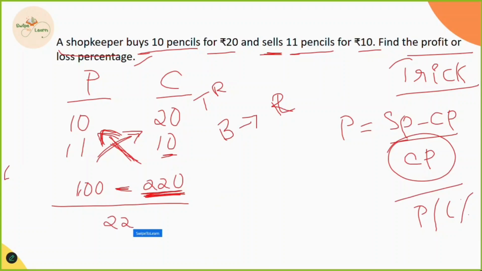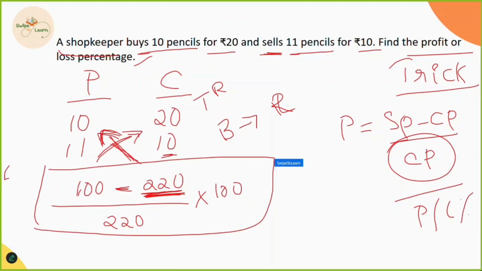So 220 is the last number. So write CP as 220 into 100. This gives either the profit or the loss percent. 100 minus 220, of course, gives us the negative value. Negative value represents that there is a loss. 220 minus 100, answer is 120 divided by 220 into 100.